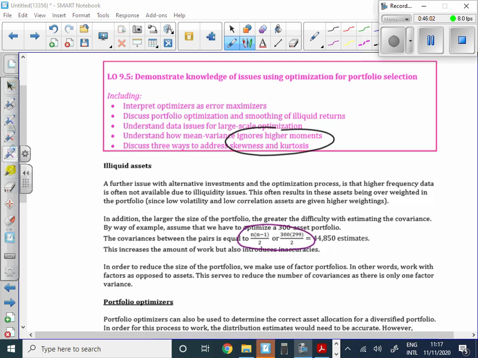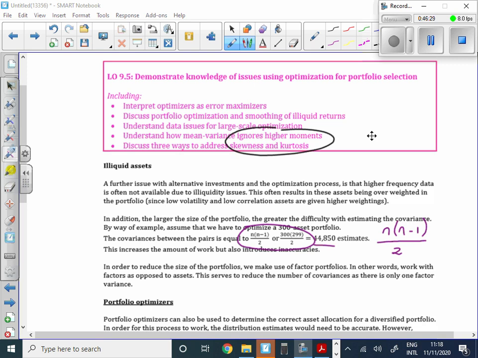When I'm working with 300 assets, my calculation of how many different estimates are out there will be n times (n minus 1) divided by 2. Remember the 2, because I always look at the correlations between two assets. That gives 44,850 estimates for a 300-asset portfolio. That's massive.